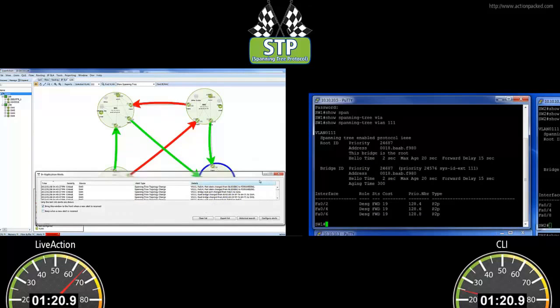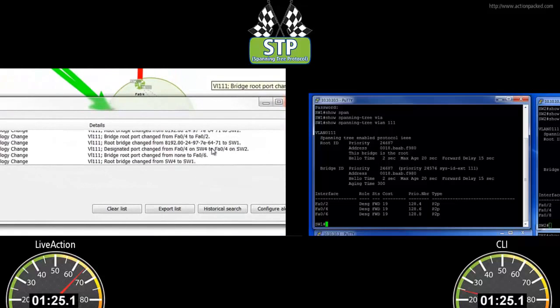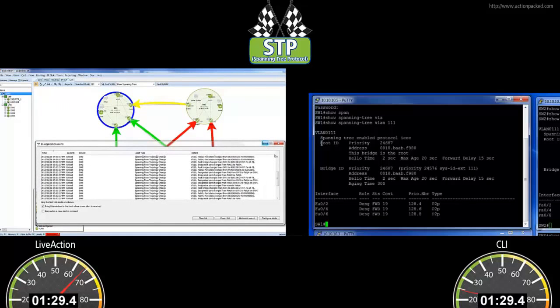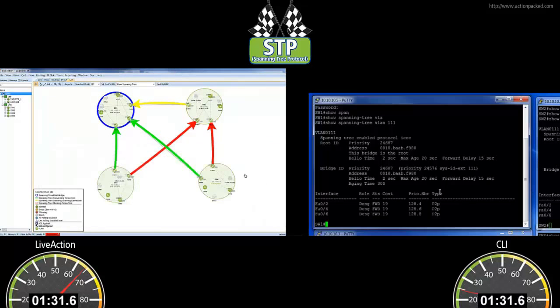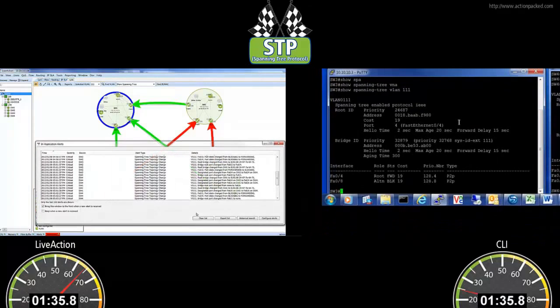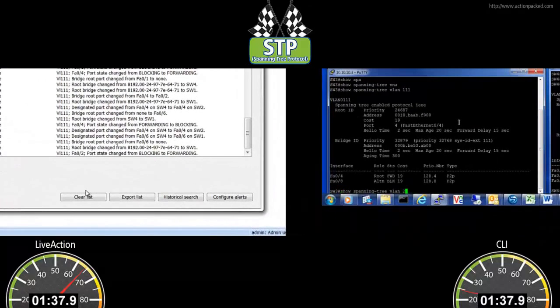In LiveAction, once the rogue switch is disabled, and after the STP algorithm recomputes, the LiveAction STP topology will capture the change of the root bridge back to its original state. This is depicted by the reappearance of the blue circle and the disappearance of the arrow pointing off the grid.